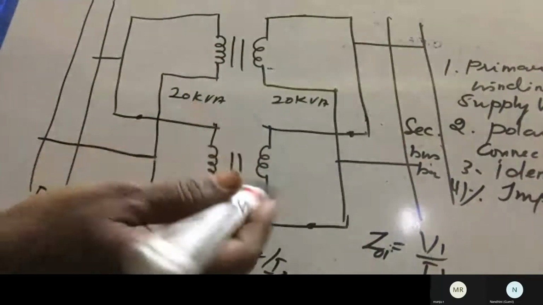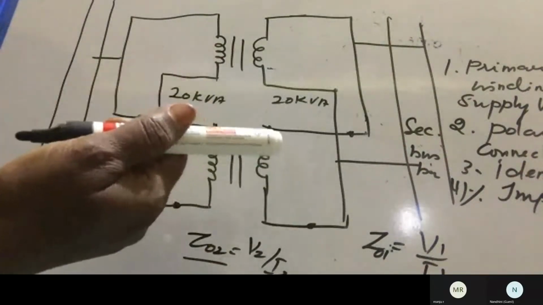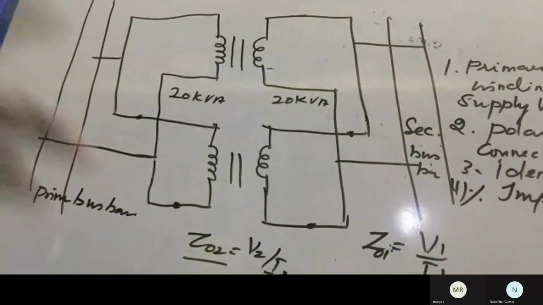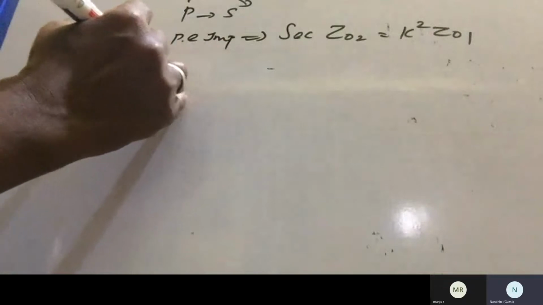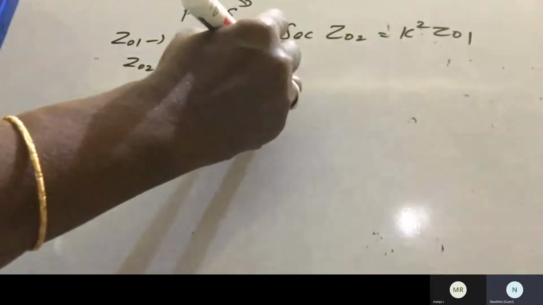If you know Z01, how can we calculate Z02? How can we transfer from primary to secondary side? Can anyone tell? Nandini? Ma'am. So Z01 is to be transferred to the secondary side. If you know Z01, the primary equivalent impedance, it has to be transferred to the secondary side. So while transferring from primary to secondary, what is to be done? Multiply by K square, isn't it? Yes, ma'am. From Z02 to Z01 means divided by K square.